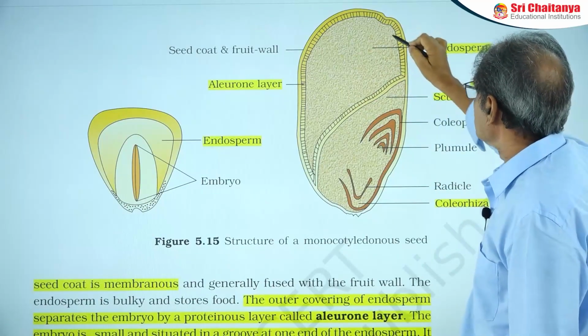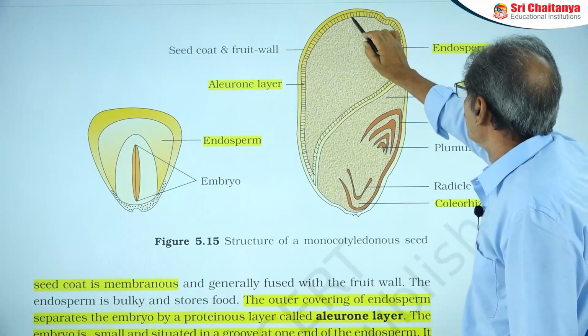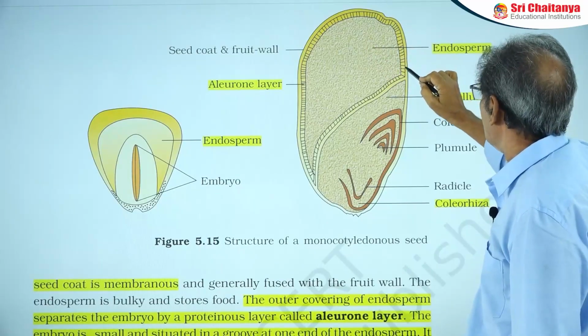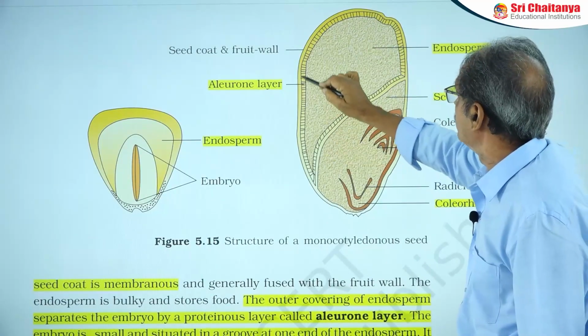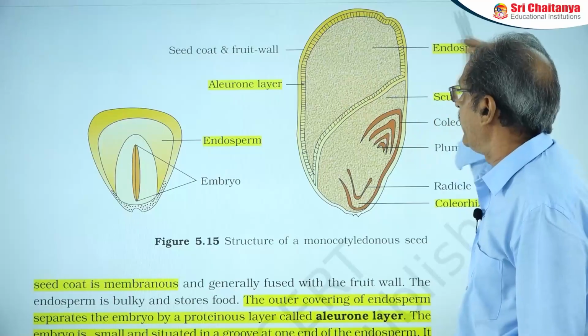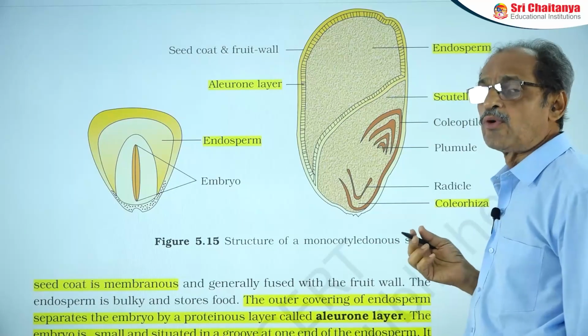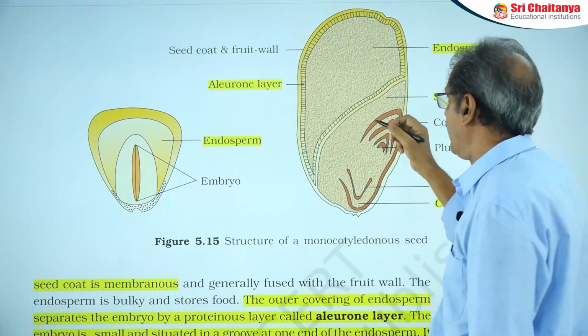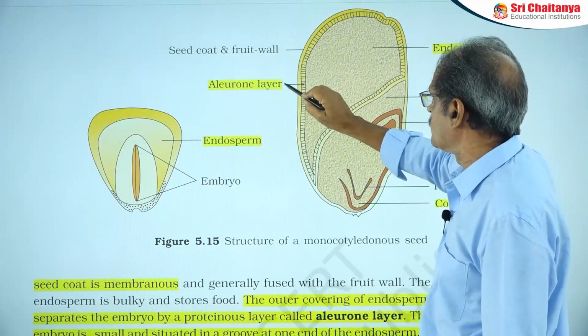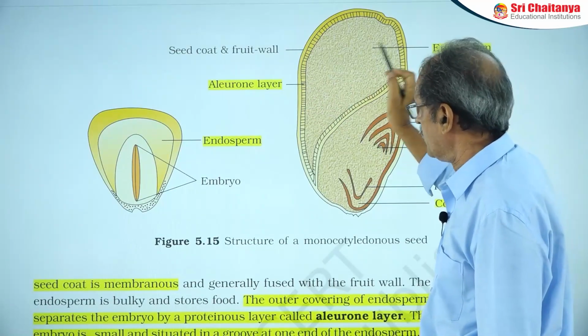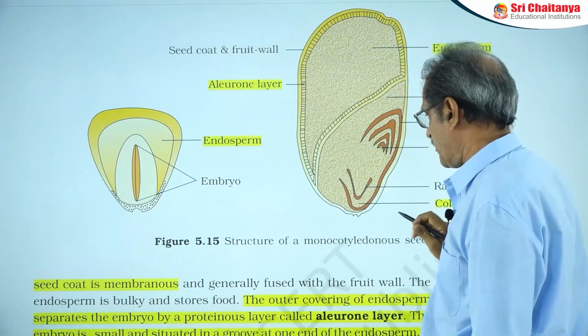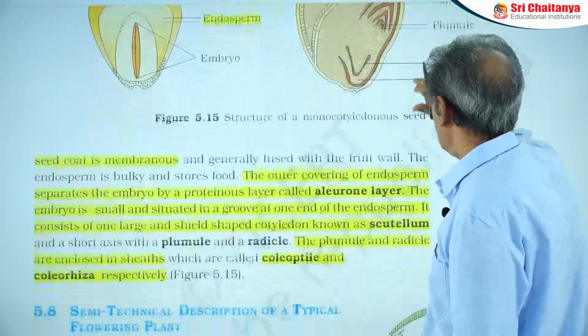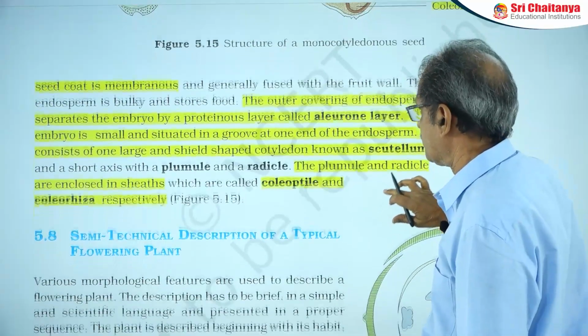Now, the remaining portion is endosperm. But here, the outermost layer of the endosperm is called aleurone layer. Because it is rich in proteins, that's why it is called aleurone layer. So, the ploidy of the aleurone layer is also 3n here. The remaining is the endosperm. So, this is the monocot seed.